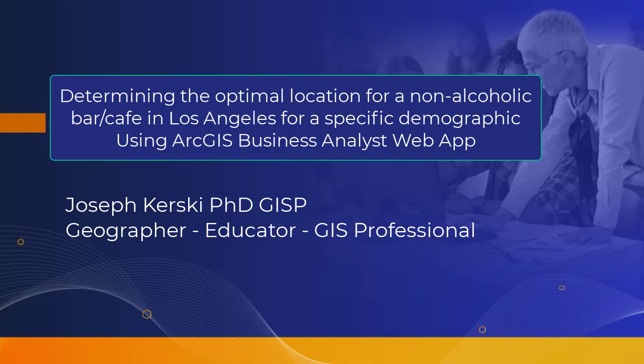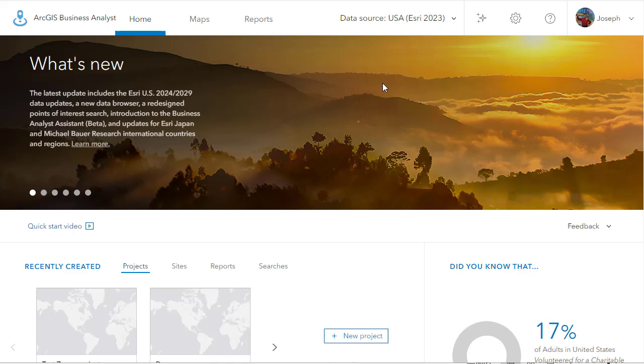Let's determine the optimal location for a non-alcoholic bar or cafe in Los Angeles for a specific demographic using the Business Analyst Web app that's part of the ArcGIS family of products or ecosystem. I'm going to briefly demonstrate some capabilities and some data sets that you might dig into, but rest assured there's a whole lot more tutorials, Esri community discussions, lessons, and more on this particular tool, which is very powerful and yet easy to use even if you're not a GIS professional.